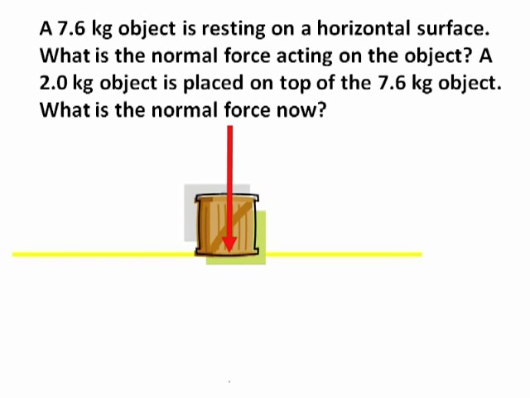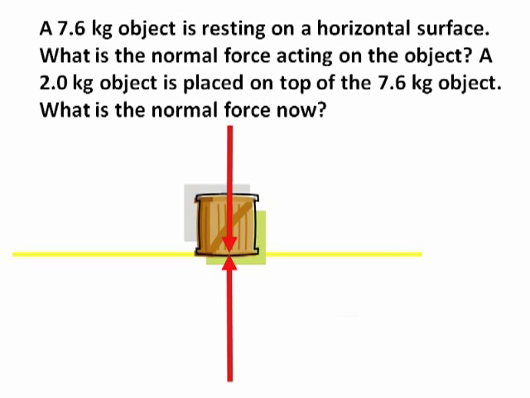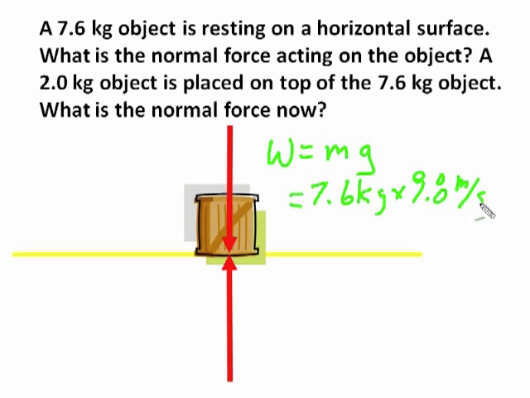Well, the weight acts down, and the normal force is reacting to the weight pushing down. And in this particular case, the normal force is just equal to the weight. So all we really have to do is calculate the weight of this object. So we write W equals mg, and the m is given as 7.6 kilograms. It's there. And g, we can write 9.8 meters per second squared. And remember, a kilogram meter per second squared is a newton.